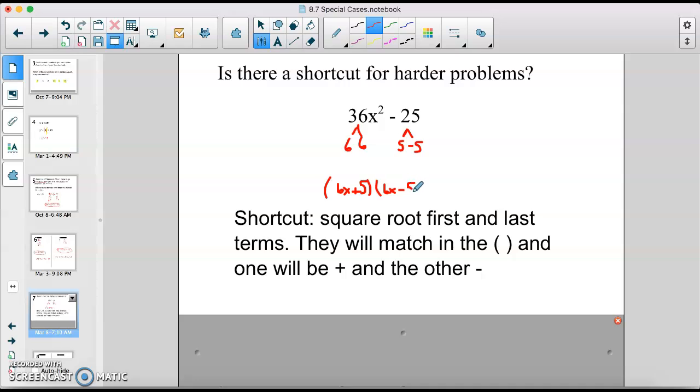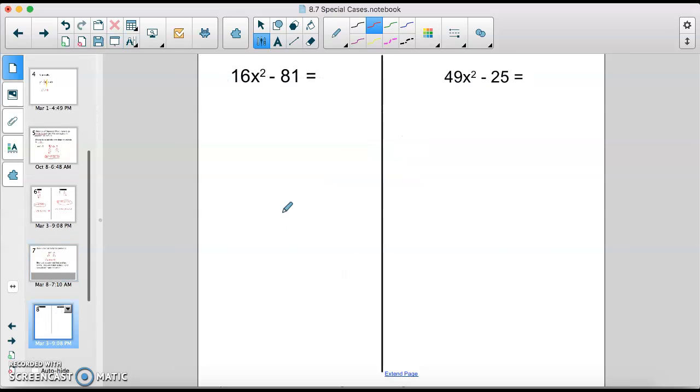This is a really nice shortcut to know, so you don't have to do too much work for these problems. Just square root the first, it's 6 and 6, square root 25, you get 5. And then again, you'll know that they match. One will be positive, one will be negative. So for this one, you should be able to do it in no time.